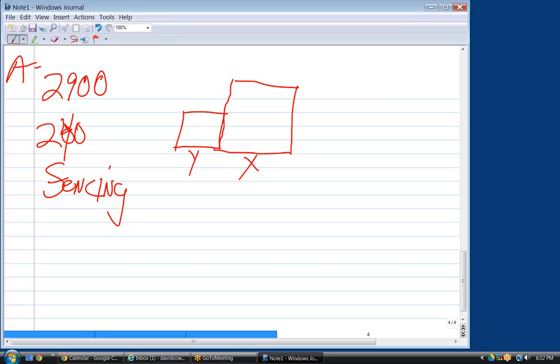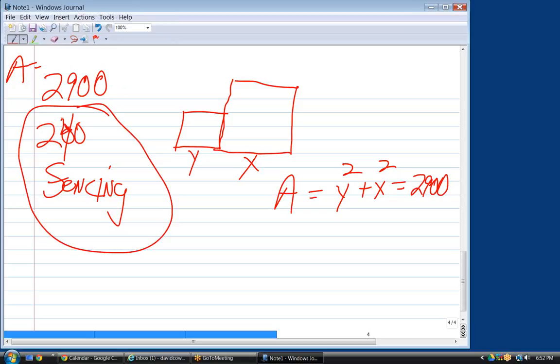Okay. So, what's the area equal to of these two squares? What's the area of the little square? Y times y. What's the area of the big square? X squared. And we're told that that is 2,900. Now we have a 240 foot perimeter. The perimeter, well, what's the equation of the perimeter?